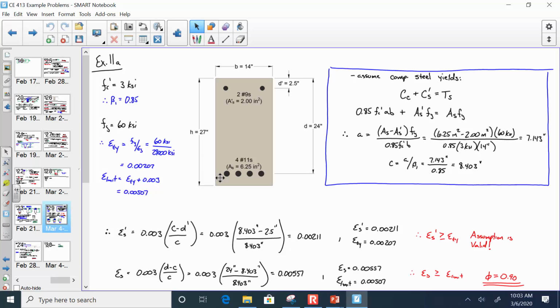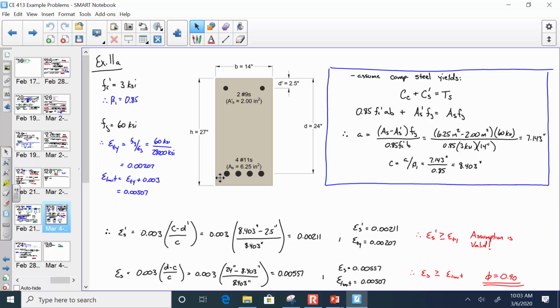The problem, we had 2 number 9s on top, we had 4 number 11s on the bottom. We had all of our material properties here. Now the first thing that we did is we assumed that the compression steel yielded. Okay? And so we said, okay, let's use equilibrium to solve for a. c equals a over beta 1, and then we use that c value to compute our strains. And so this first strain computation, what we were doing was we were checking, okay, here's the strain in the steel, here's the strain at yielding.